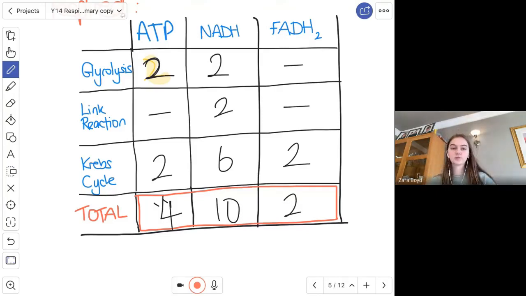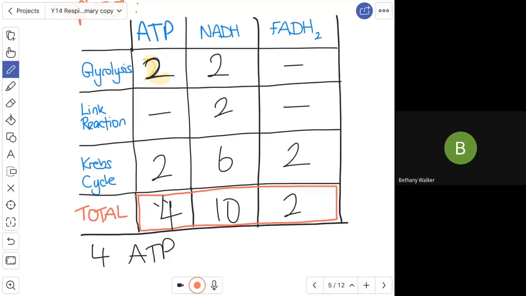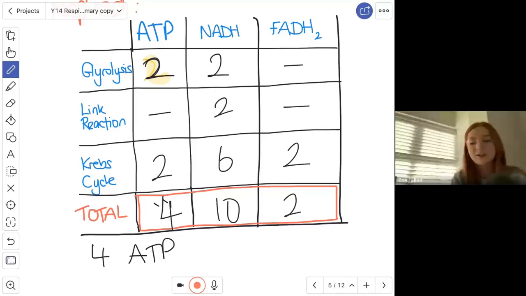So at the moment, we have got the grand total of 4 molecules of ATP. But yet I told you that there's 38 usually made. So where do we get the other ones from? Where is most of the ATP made? Just shout it out. Zoe, what do you think? The electron transport chain. Yeah.